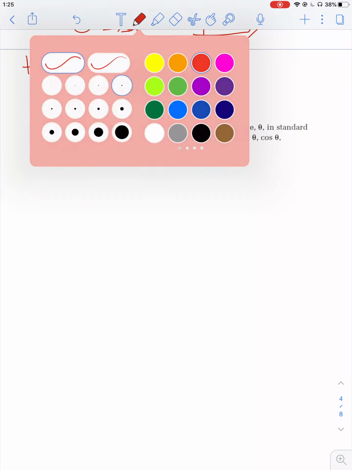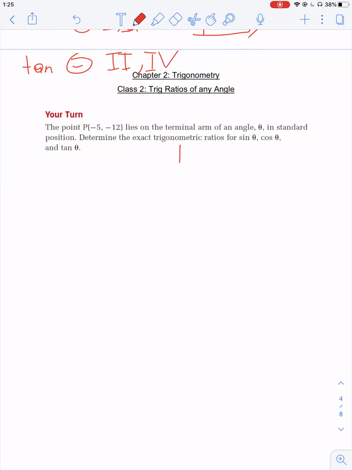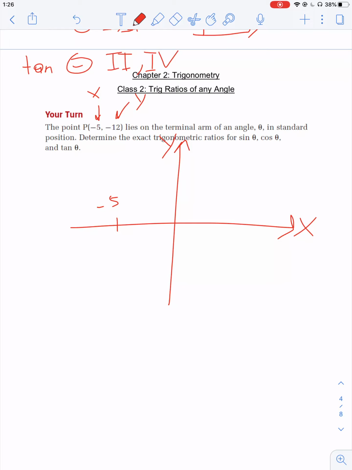So I'm hoping that you were able to finish this question. So x, y, right? This is my x coordinate, this is my y coordinate. So I'm going to plot that. So x is -5, y is -12. So I am somewhere over here, right? So all you have to do is connect this point to the origin, and also connect it to the x-axis, and you have your triangle.